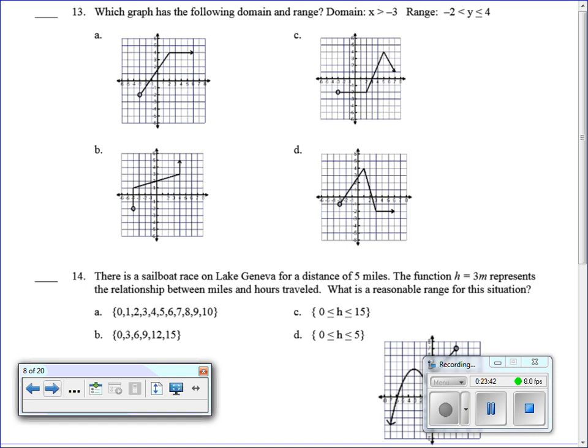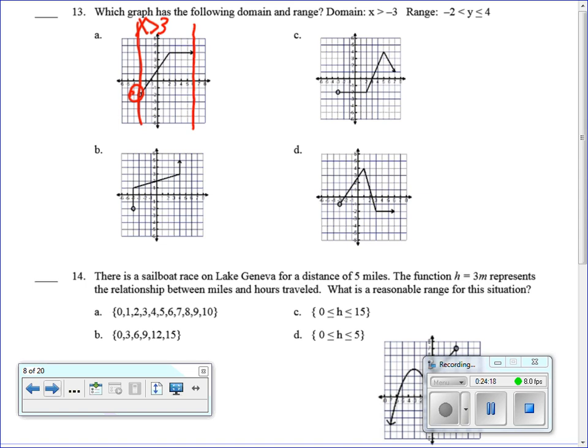Looking at 13, where it says, which graph has the following domain and range? Okay, for the domain, we're looking for the domain to be greater than -3. So remember, domain is from left to right. So what we like to do is draw our boundaries from left to right around our graph. So we see here that our graph starts at -3, and it is not including -3 because we see right here that there is an open circle. So this one is greater than -3. So we do know that part is true.